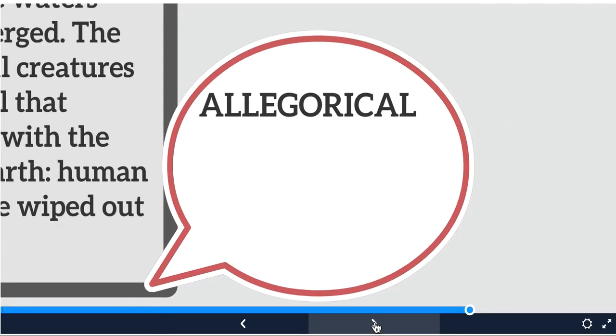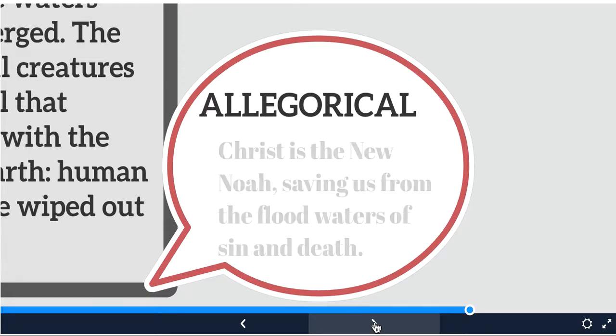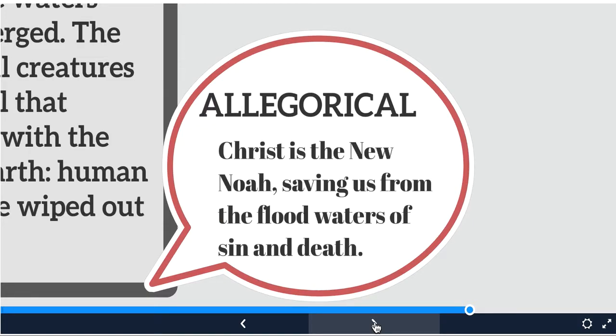Allegorical. This is the meaning connected to Jesus. Where was Jesus in this passage? You might have missed him, but turns out Noah is like Christ, and Christ is the new Noah, saving us from the floodwaters of sin and death. So, just like Noah saved creation from the flood, Christ saves us from sin and death.